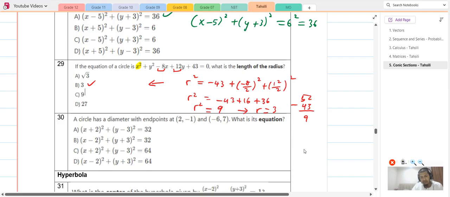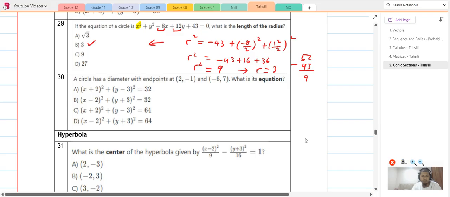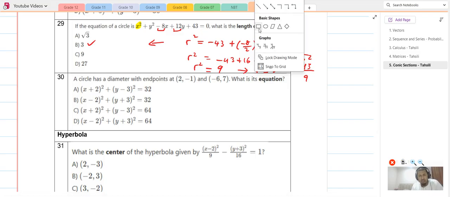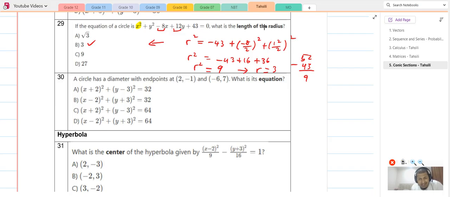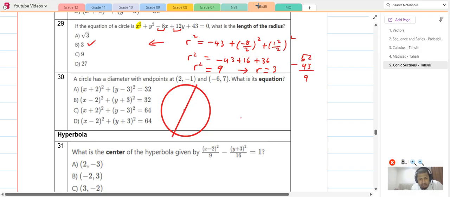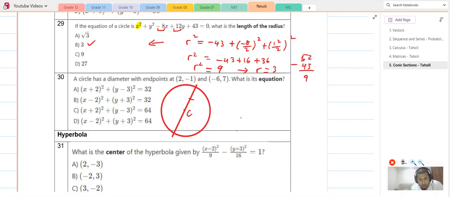Just double checking if our answer is correct. Yes, it's correct. Next one. A circle has a diameter with endpoints. This is a nice question. What is its equation? Very nice question. You need to visualize. So we only have endpoints. The diameter's endpoints are these, right? So we need to find the center by using the midpoint, right? So the endpoints of the diameter are 2 and minus 1, and minus 6 and 7.